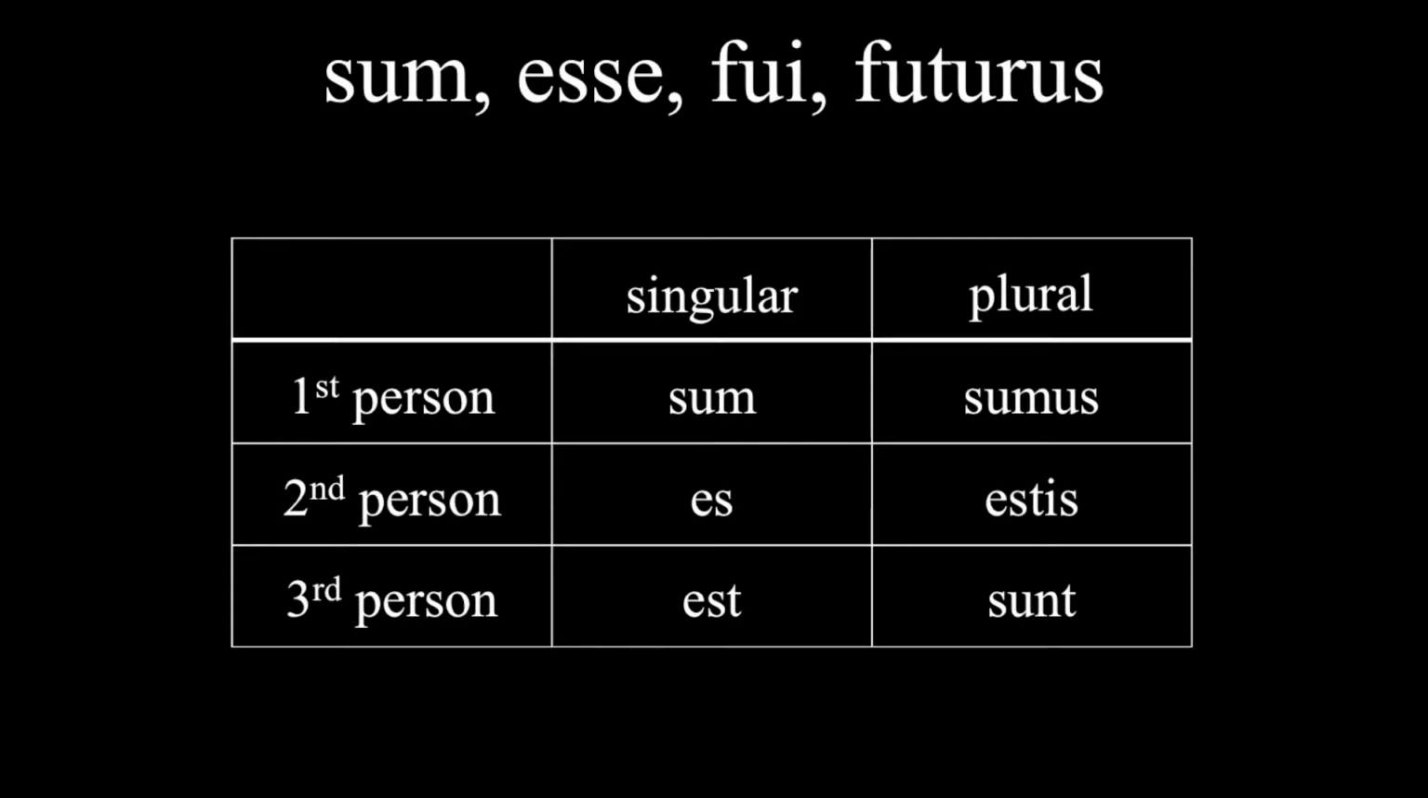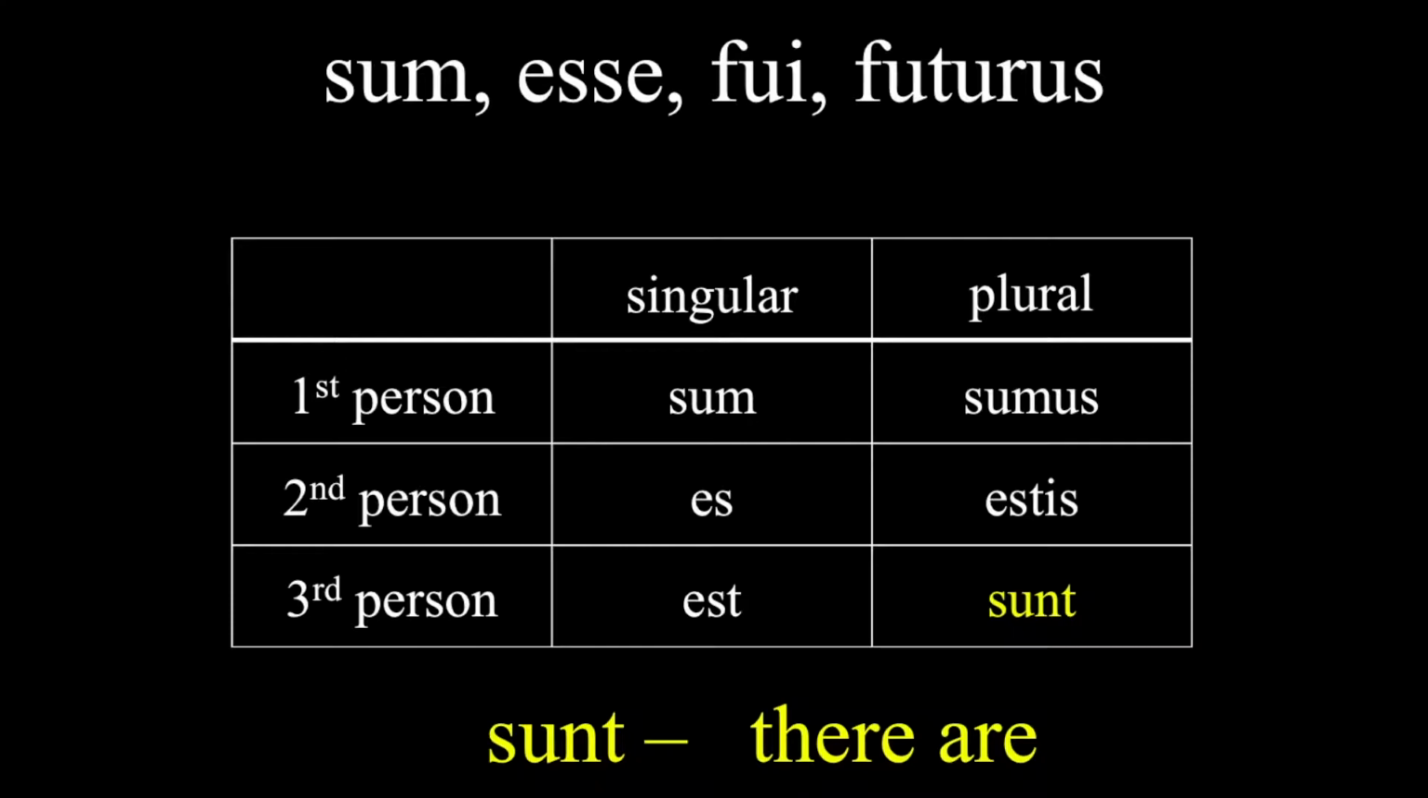The first one, sum, will be translated I am. Es means you are. Est means he is, she is, it is, or even there is, if that happens to make sense. Sumus means we are. Estis is you are, or y'all are if you prefer. And sunt means they are or there are.